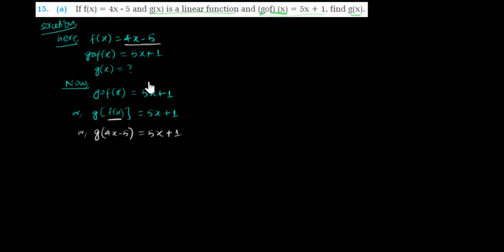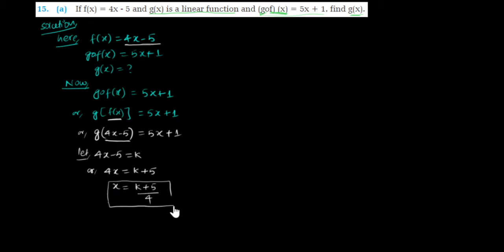In such cases, when the inner function is given and the outer function is asked, we need to suppose this whole value to be a new variable, and replace the value of x totally with the new variable, like k, a, or m. So let me suppose this whole term inside the function g, 4x minus 5, to be a new variable k. Let 4x minus 5 be equal to k, then 4x will be equal to k plus 5, so x is equal to (k plus 5) divided by 4.